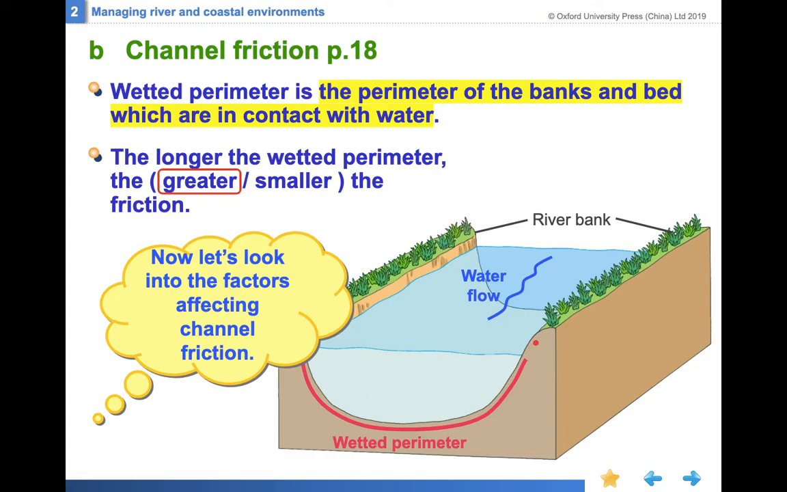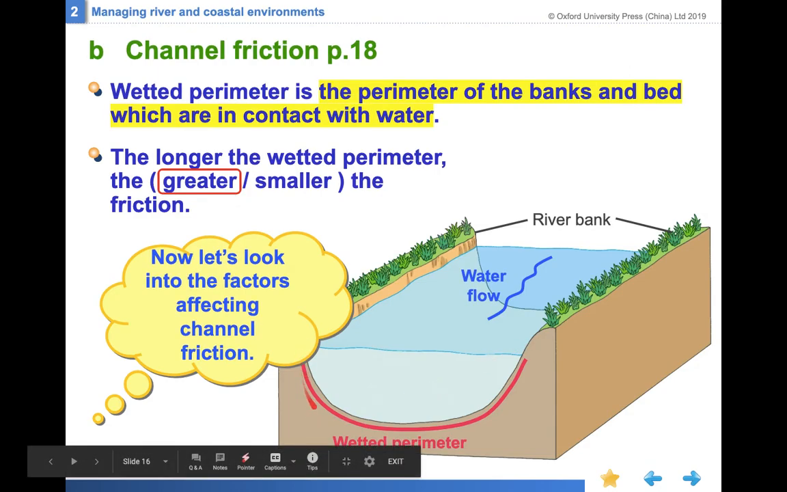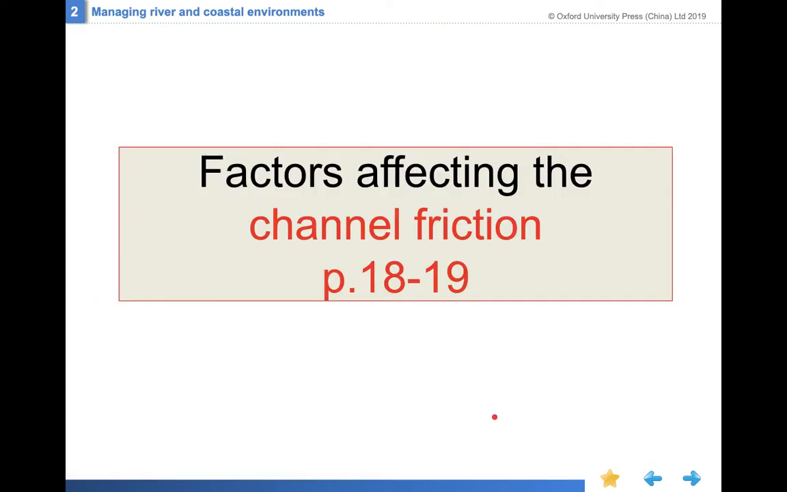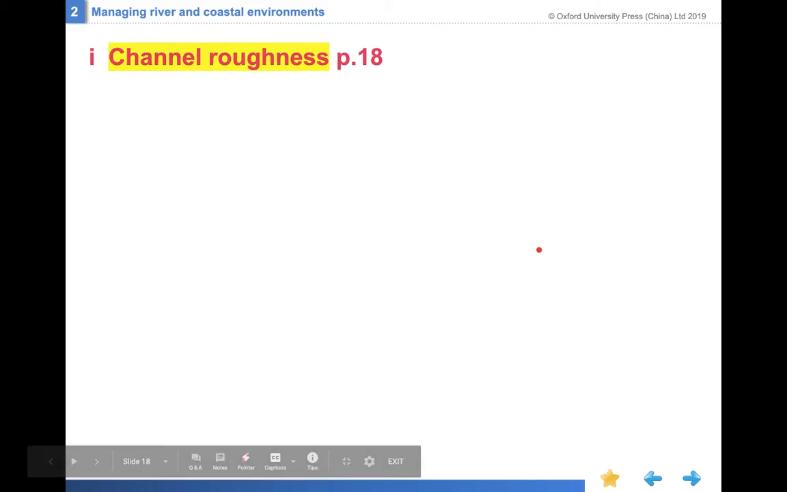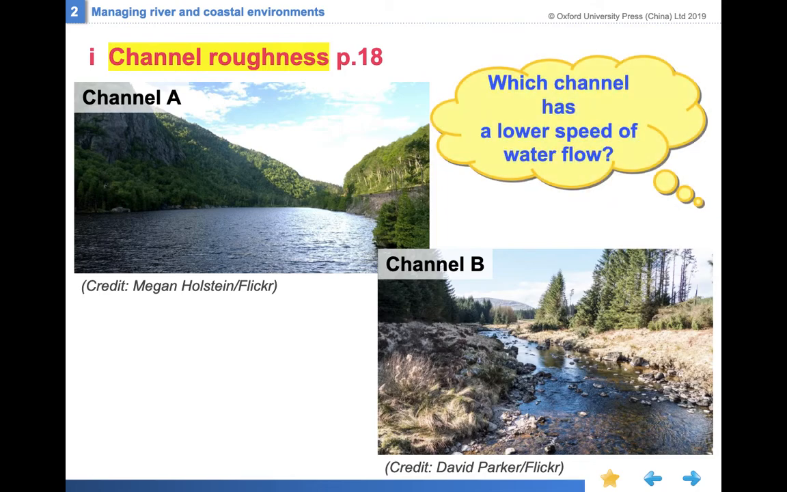Okay, so let's see what are the factors affecting the size or the length of the wetted perimeter. So on page 18 to page 19, you can see the factors affecting the channel friction. First of all, the channel roughness. Okay, you could see channel A and B. Which one do you think got a lower speed of water?